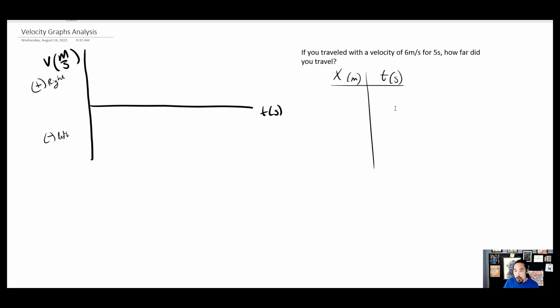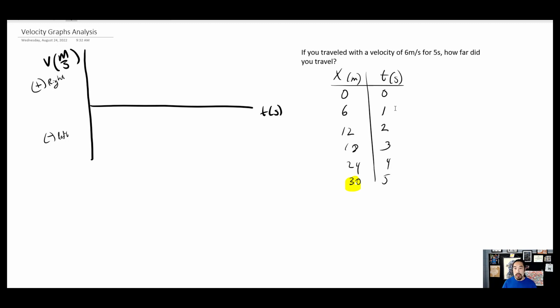Time in seconds always has units. At 0 seconds, we were at the 0th meter. After 1 second, we traveled 6 meters. After 2 seconds, 12, 3 seconds, 18, 4 seconds, 24, and the final one, of course, is 5 seconds for a total of 30 meters. So that's one way of looking at this.